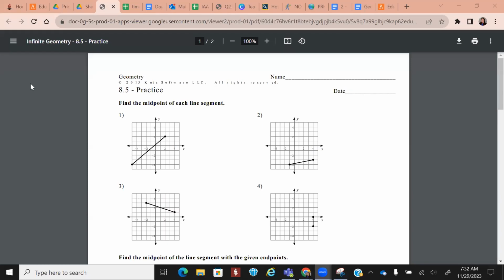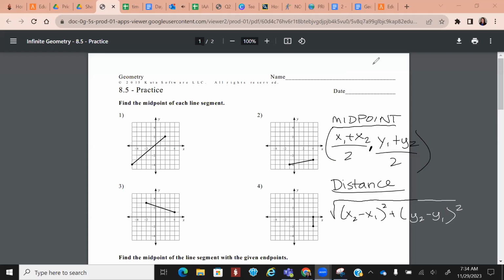So on the top of your paper, I would write this down. So midpoint formula is going to be x1 plus x2 divided by 2, and y1 plus y2 divided by 2. Notice how I put a comma right here in between, because midpoint is actually finding a location. Okay, distance formula is going to be the square root of x2 minus x1 squared plus y2 minus y1 squared. Okay, take a moment, write those 2 formulas down because they're going to be important.